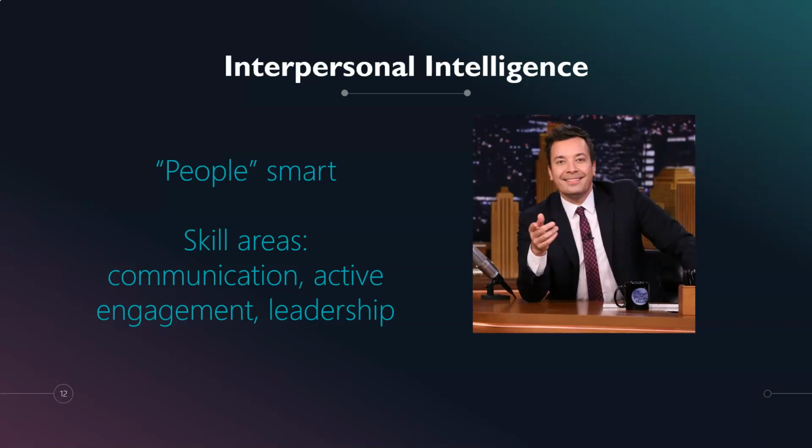We have interpersonal intelligence, and that means intelligence between people, just like a between-states highway, right? It means that this person is people smart: they understand other people, they love to communicate, they possess active engagement skills, they have leadership skills. And so obviously careers for this type would be teachers, politicians, and salespeople.